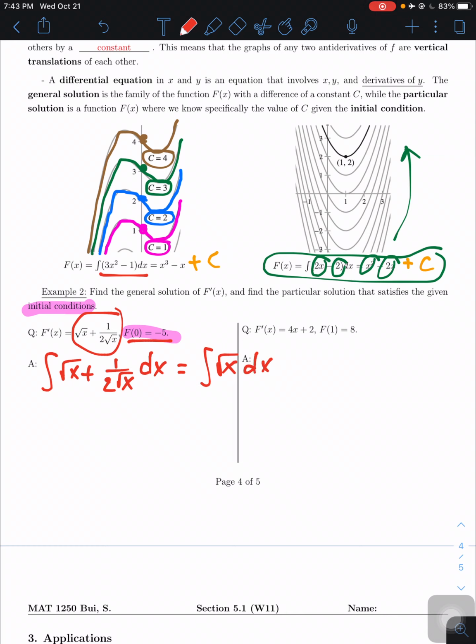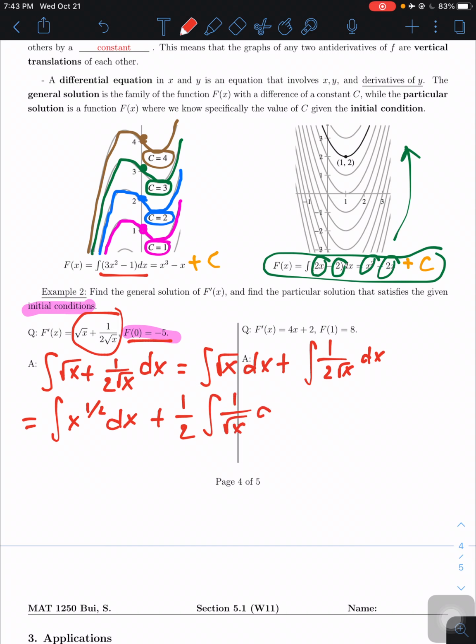So I'm going to have square root of x plus 1 divided by 2 square root of x dx, right? Okay, for the first one, I'm going to rewrite it as x to the 1/2, because of the square root. For the second one, I'm going to do it slowly. I'm going to bring out a 1/2, so on the inside I'm just going to get 1 divided by square root of x dx, right?